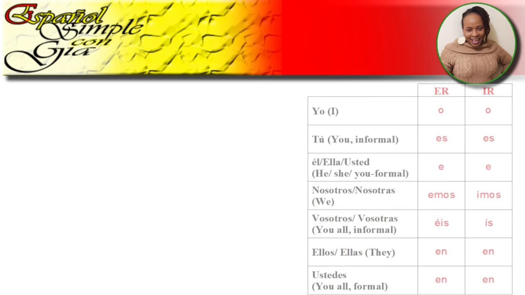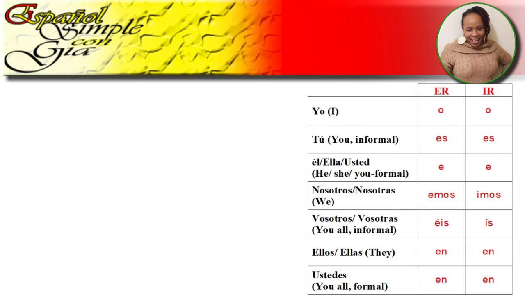Let's continue. We follow the same process that we did for the ER verb to conjugate the IR verb, with the exception of the nosotros, nosotras, and the vosotros, vosotras. Let's look at the verb escribir, which means to write.